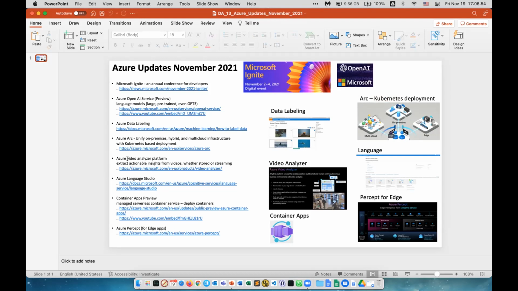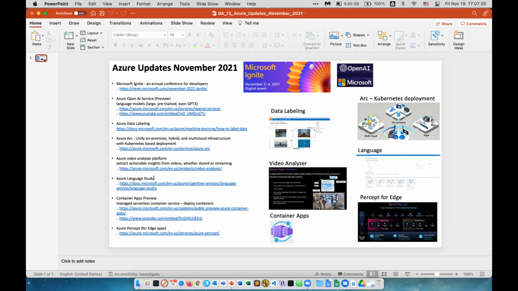Next is Azure Video Analyzer platform. This is really interesting because you can analyze videos in real time. You can extract information. You can also analyze audio in this video, make a transcript, and then you can do some sort of machine learning or analysis based on the data you extracted. So this is really a new platform, very interesting.